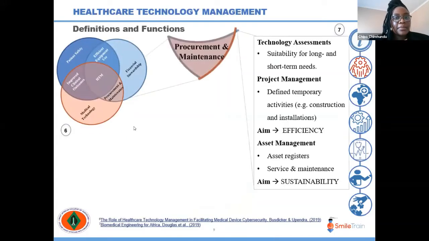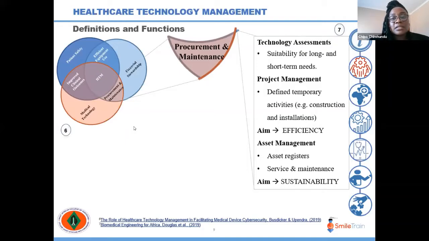For procurement and maintenance, that's what I would like to focus on as an engineer, which is what I know most. But essentially, when we're talking about procurement and maintenance, there's the assessment. These assessments are quite pivotal to making sure our equipment is sustainable to meet both our long and short-term needs. There's also a project management aspect. For example, when you procure your equipment for your theaters or for your centers, these are short to medium-term projects that have defined windows, such as the installations and the accompanying trainings, which are also part of that facet of procurement and maintenance.